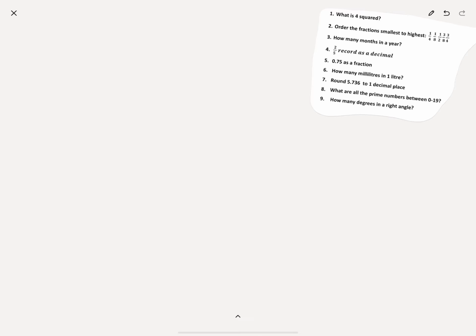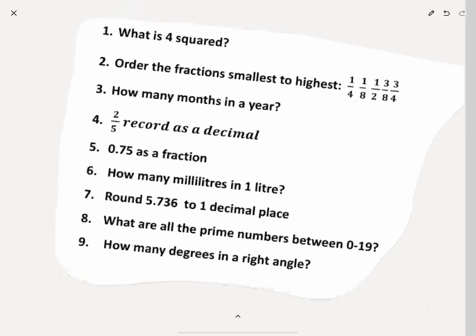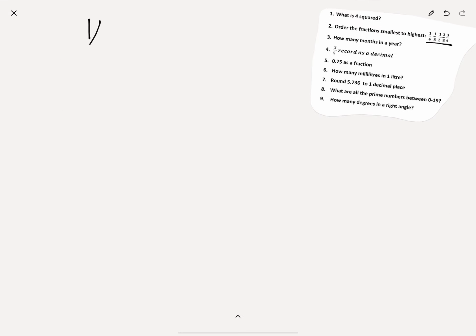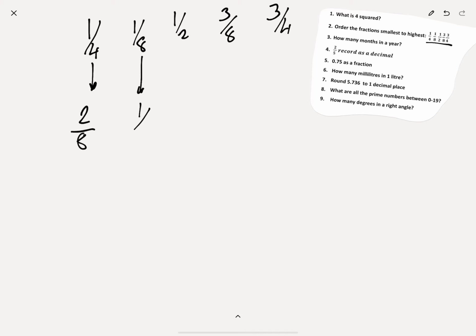Second one. Right, so for this one, you have to order the fractions from smallest to highest, but they've got different denominators at the moment. So I need to convert them into the same denominator, and then I can order them. 1/2, 3/8, 3/4. Okay, so a quarter is going to be 2/8. That's going to be 1/8. That's going to be 4/8. That's 3/8, and that is 6/8.